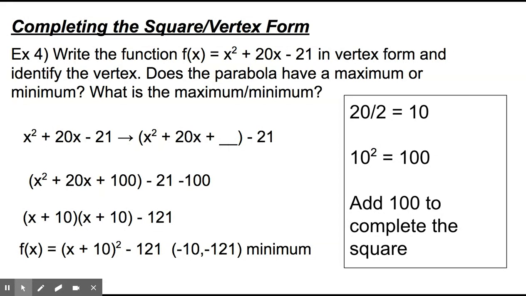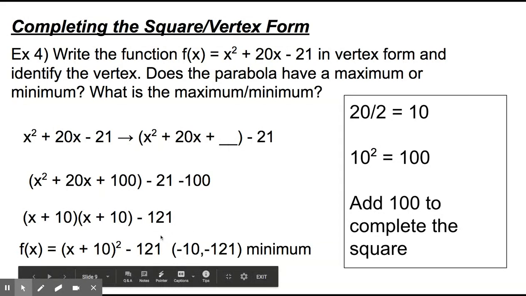So then I can state my vertex is negative 10, comma, negative 121. Again, keeping in mind that with this inside term, always think opposite. And this is again a minimum value because the a value is positive. So that means that point is the minimum because the parabola would be opening up.